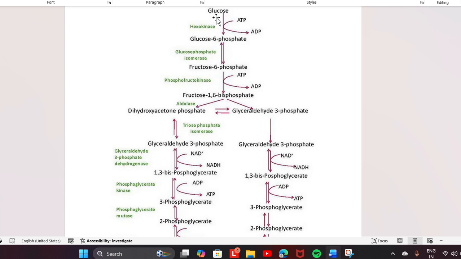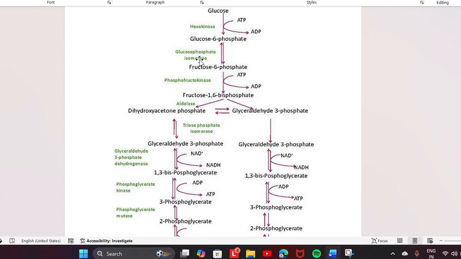So, wherever there is consumption of energy, the enzyme will end with kinase. Similarly, in this step, fructose 6-phosphate is converted into fructose 1,6-bisphosphate and an ATP is consumed. So the enzyme here is phosphofructokinase. In the first step, we remembered the enzyme with a very simple rule: wherever energy is consumed, the enzyme ends with kinase.